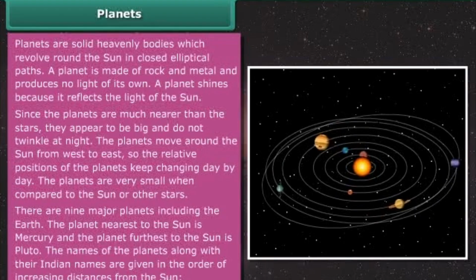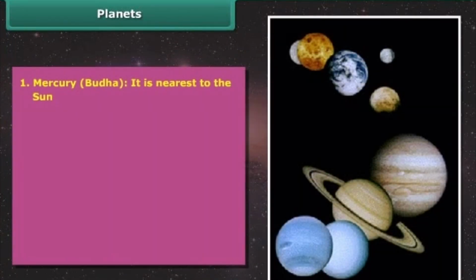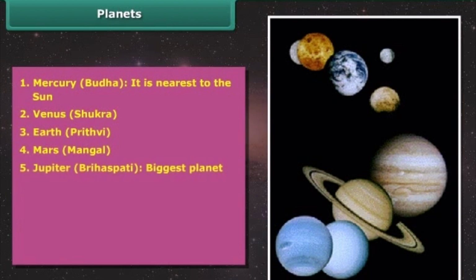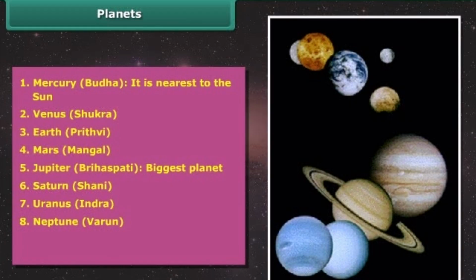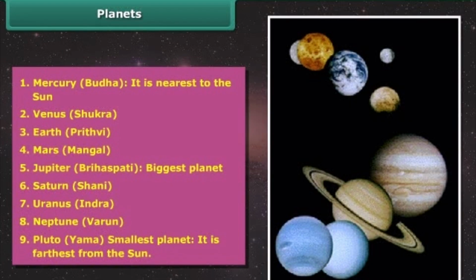The names of the planets along with their Indian names are given in the order of increasing distances from the Sun. Mercury, Buddha, it is the nearest to the Sun. Venus, Shukra. Earth, Prithvi. Mars, Mangal. Jupiter, Brihaspati, biggest planet. Saturn, Shani. Uranus, Indra. Neptune, Varun. Pluto, Yama, smallest planet. It is farthest from the Sun.